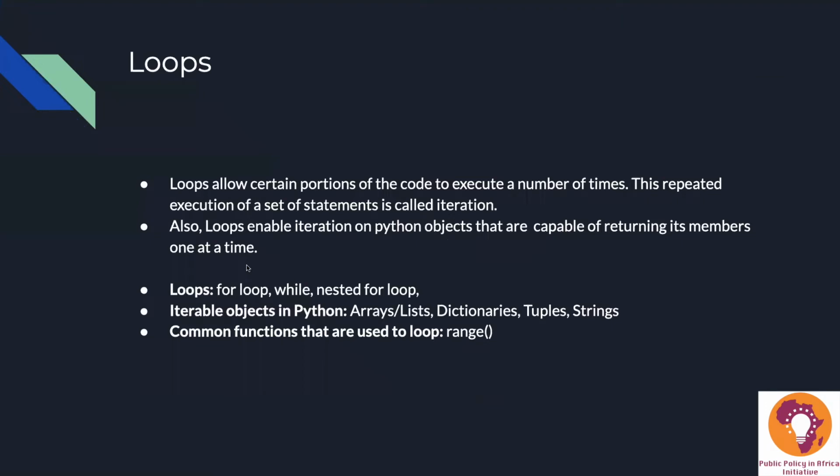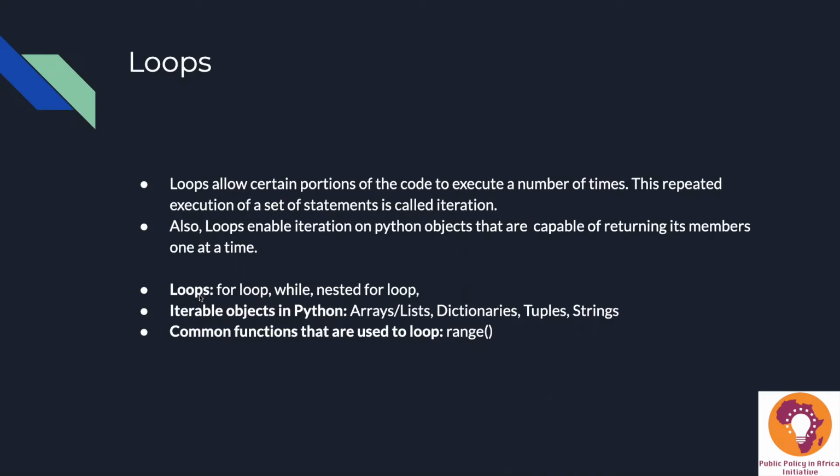All right, so today we're going over loops, iterables, and iterators, and the first thing we're going to talk about is loops. Loops allow certain portions of the code to execute a number of times. This repeated execution of a set of statements is called iteration. So basically a loop allows you to iterate a number of times over some lines of code. Loops also enable iteration on Python objects that are capable of returning their members one at a time, and those are what we call iterables. So anything that you can loop over and return its members one at a time is an iterable object.